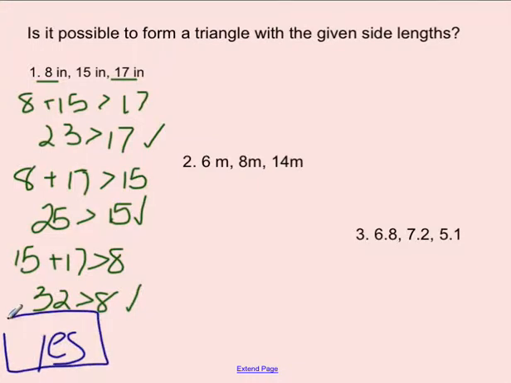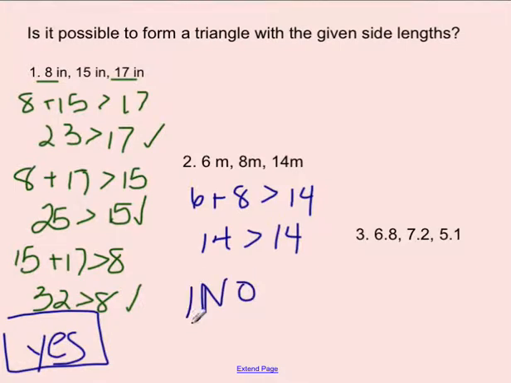Okay, so next, let's take a look at this one. So let's do 6 plus 8. Is that going to be greater than 14? Well, 6 plus 8 is 14. Is 14 strictly greater than 14? No, they're equal. So no, this can't be a triangle. So even if it's equal, it can't be a triangle.